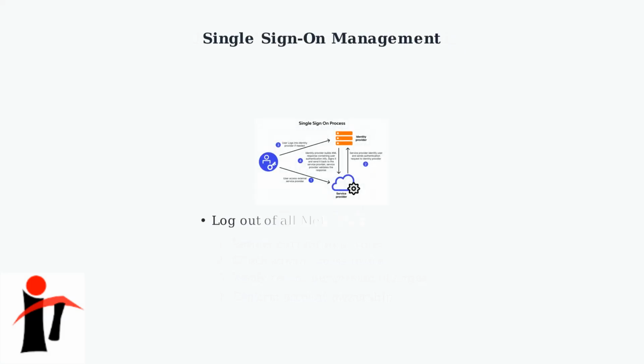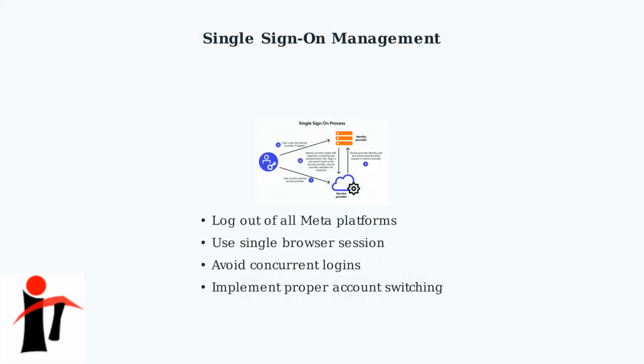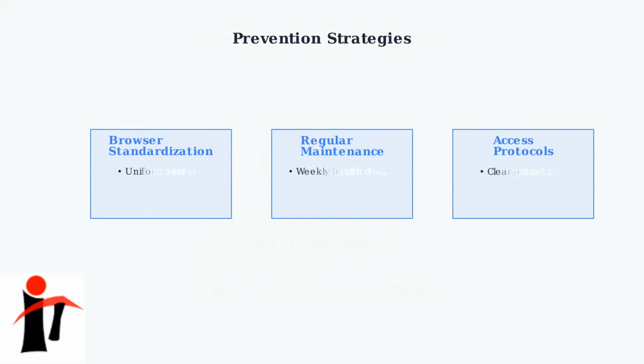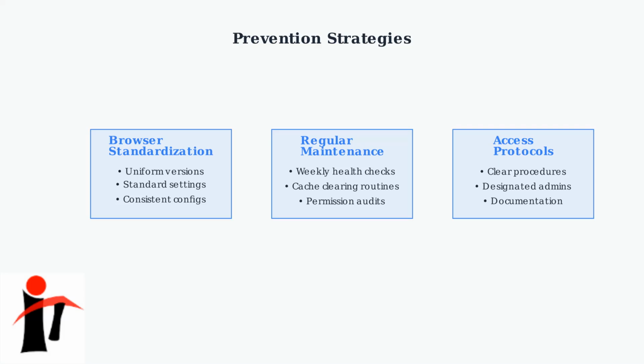For session management issues, implement a single sign-on approach. Log out of all Meta platforms simultaneously and avoid multiple concurrent sessions, which can cause authentication conflicts. Prevention is key to avoiding future error code 10 occurrences. Standardize browser versions and security settings across your team, and implement regular maintenance schedules.